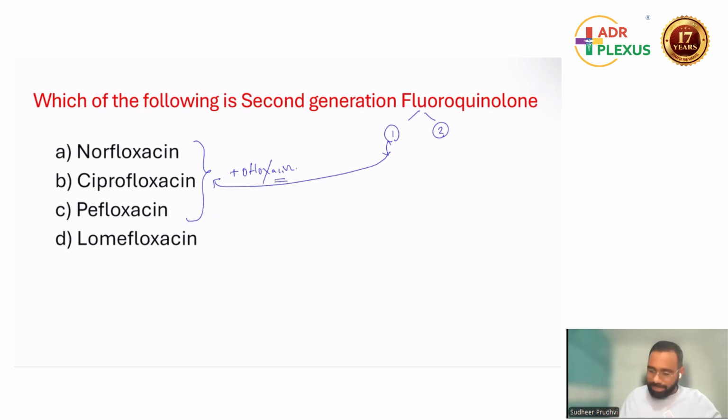Ofloxacin comes under first generation. Second generation includes levofloxacin, lomefloxacin, moxifloxacin, sparfloxacin, gatifloxacin, all the other drugs. So lomefloxacin is the second generation fluoroquinolone in this question.